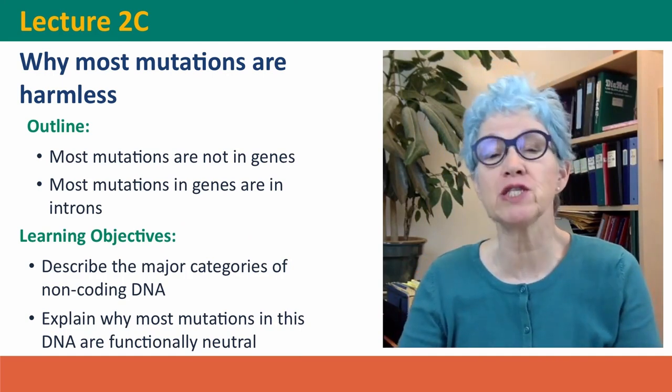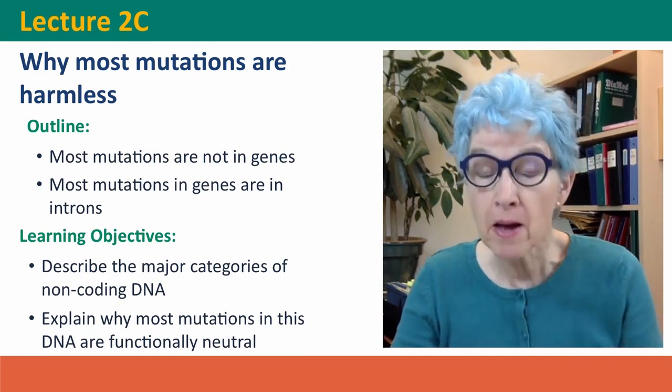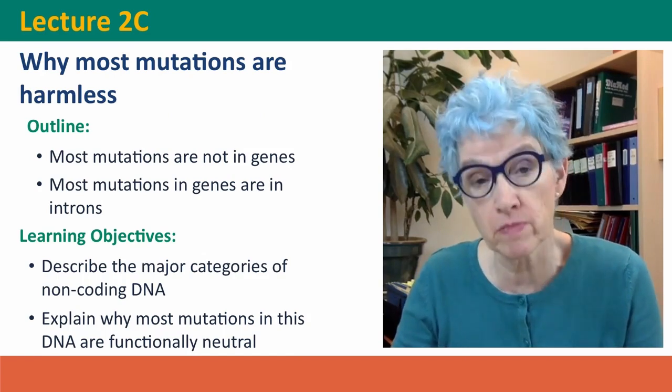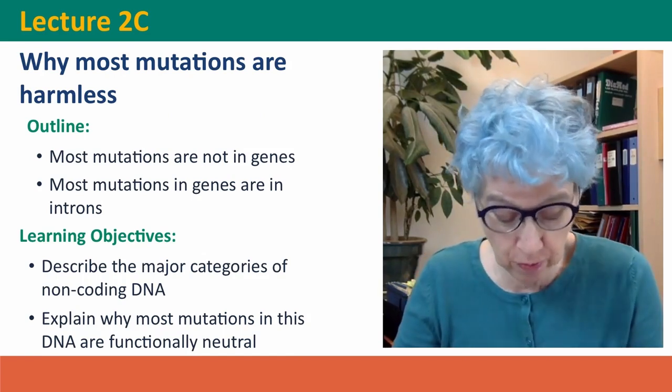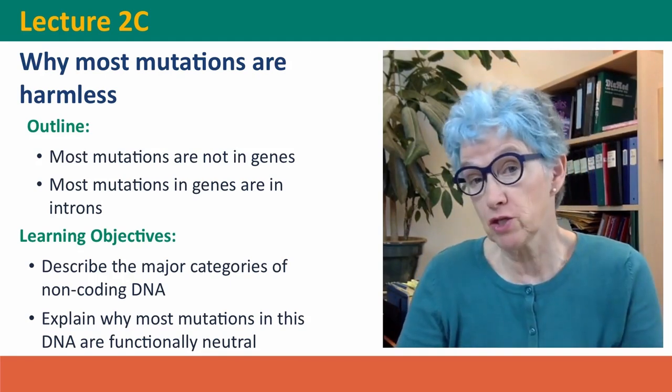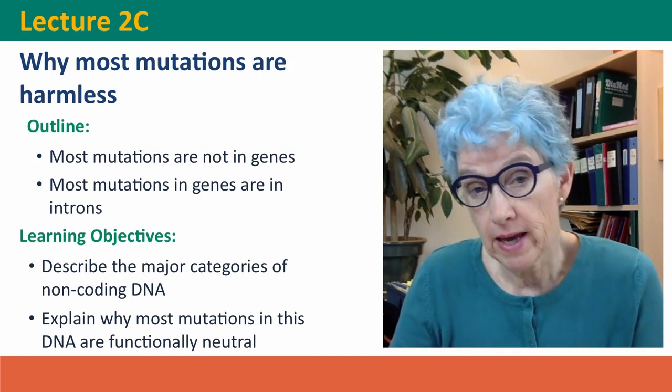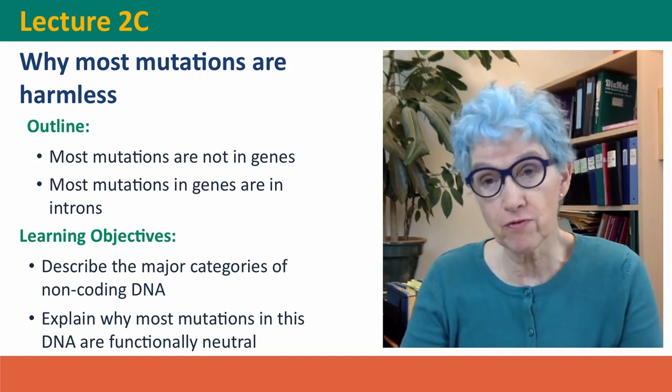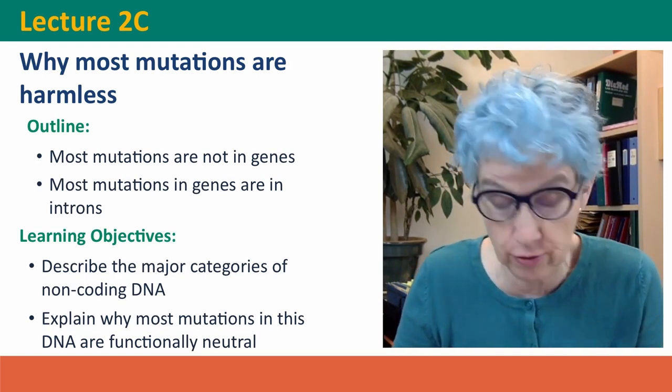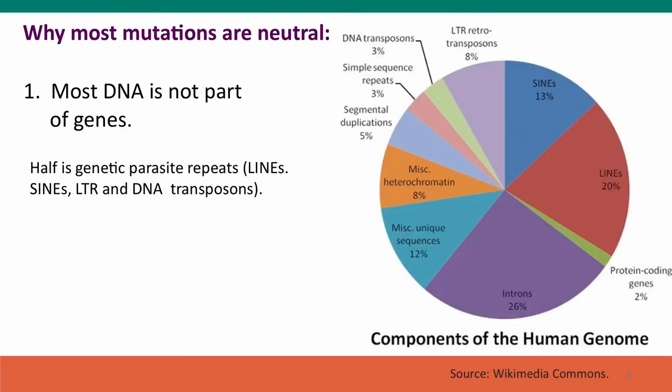This is Lecture 2C, where we're going to talk about why most mutations are harmless. And there's really 2 points. Most new mutations are not in genes, and even when they're in genes, most of the mutations in genes are in introns. Now, here's a diagram based on analysis of the human genome. We could draw a similar genome for most other plants and animals because humans are really fairly typical.